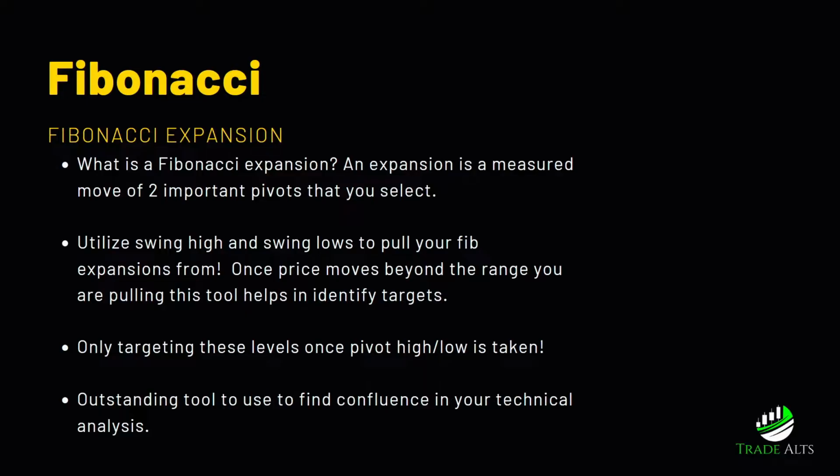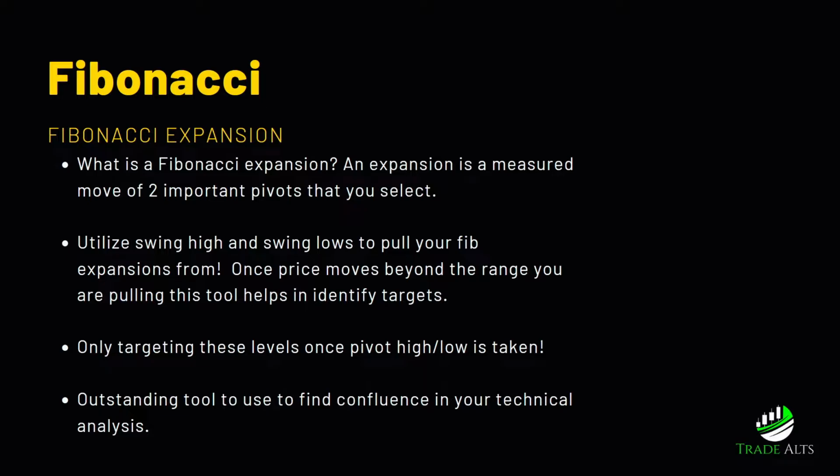Basically, you're utilizing the same swing highs and swing lows that you use to pull your fib retracements and your fib extension levels. Those are two previous tools that we've gone over earlier in this series, videos 2 and 3. You're utilizing the same swing highs and swing lows for the most part to pull your expansions from as well. Once price moves beyond the range that you are pulling, the fib expansion helps to identify those targets.